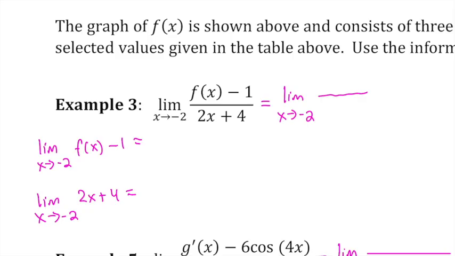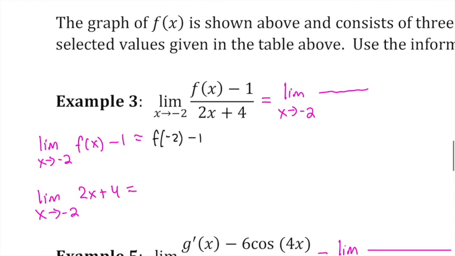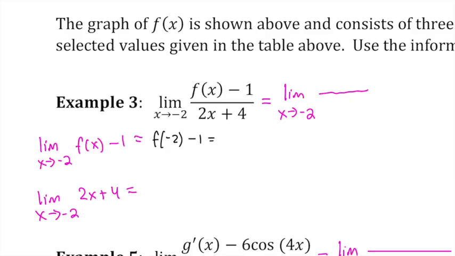Okay, so let's check example 3. We're going to substitute negative 2 into the numerator. So f of negative 2 is equal to 1. So this is going to be 1 minus 1, which is 0. And then the bottom's a little easier. We have negative 2 times 2, which is negative 4, plus 4 is 0. So we have indeterminate form.